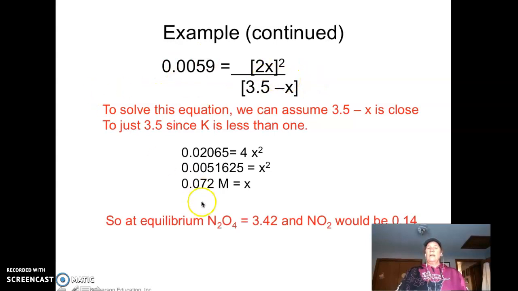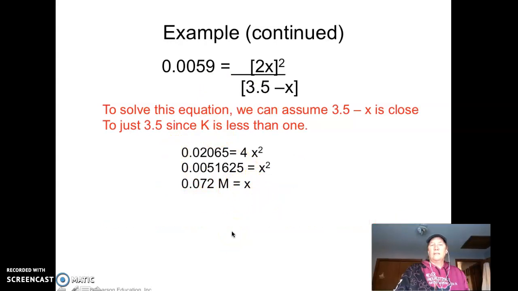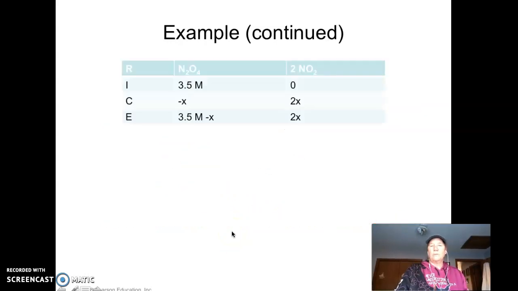Okay, so at equilibrium, I can take this number, x, and plug it back into the table. I found x, so I'm going to put it in here, and now I'm going to find the values at equilibrium. If I want to figure the change, I would just take 3.5 minus that number, and I'd get x and then 2x. That would give me their concentrations. That would give me the change.